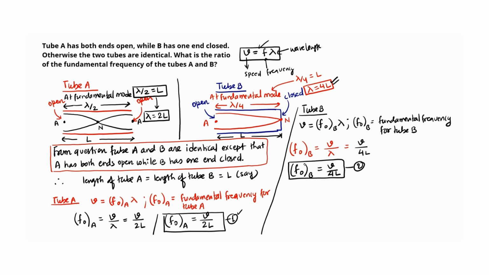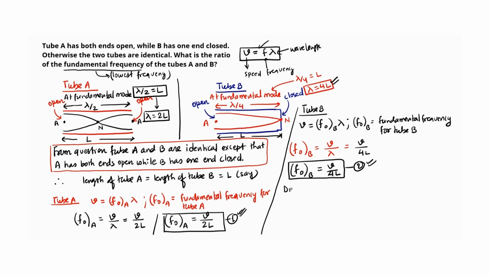Now we are asked to find the ratio of the fundamental frequency of tubes A and B. So fundamental frequency is the lowest frequency. So we must note this also, okay. It is the lowest frequency. So this is the lowest frequency for tube A, and this is the lowest frequency for tube B.